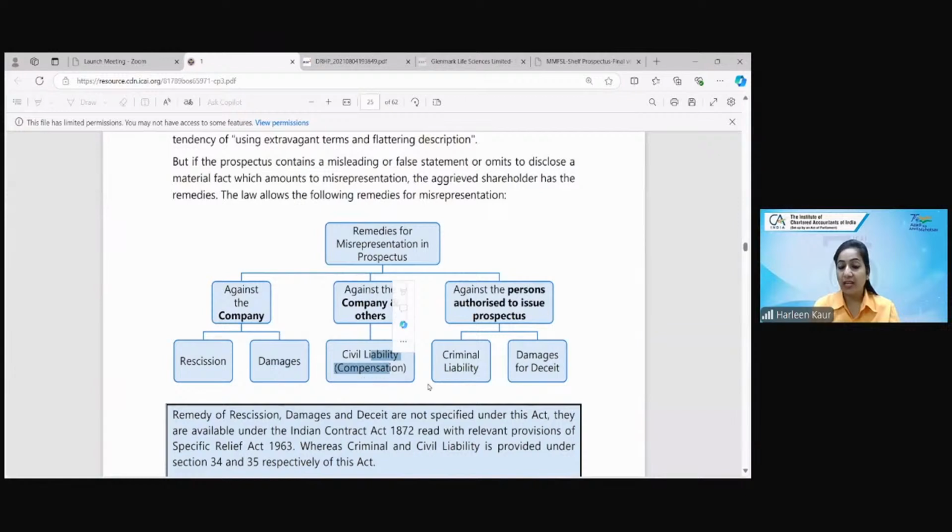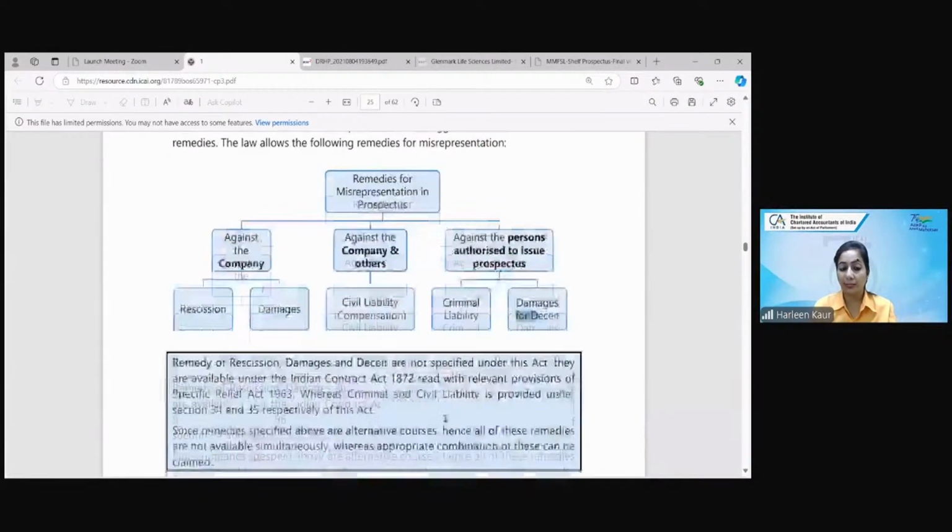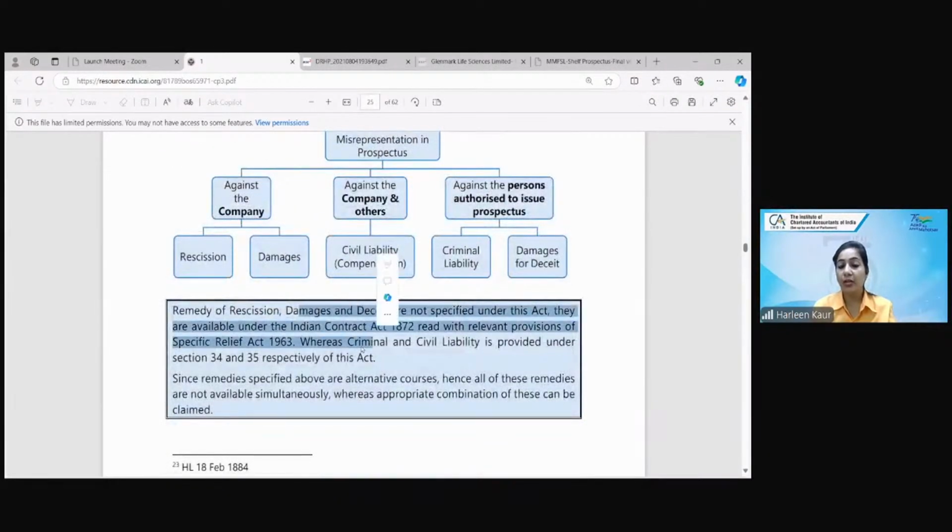Compensation, section 35, we will be studying in detail. Any other person who has been authorized to issue the prospectus, criminal liability under section 34 and damages for deceit will arise. So all these relate to your Indian Contract Act. You have read these words over there: damages, restitution, rescission, how damages are computed, ordinary damages, special damages. Everything written along with the Indian Contract Act, read with the Specific Relief Act, will become applicable.